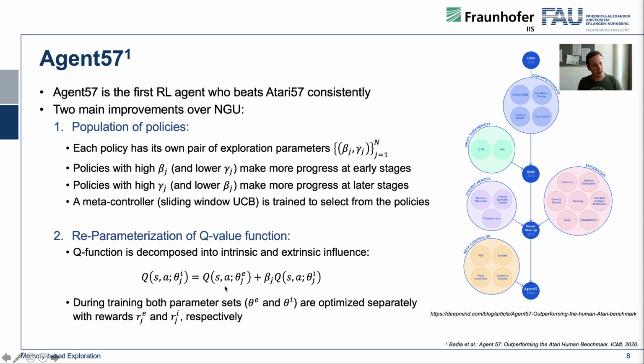So this is the intrinsic and the extrinsic influence, and we have the parameter beta that weighs the intrinsic influence. During training, they train both parameter sets, theta extrinsic and theta intrinsic, separately, also with the respective rewards. This allows them to trade off between the different populations and parameters, and to implement the meta controller that steers gamma and beta in this case. With that, they outperform all the other algorithms on the Atari 57 benchmark.